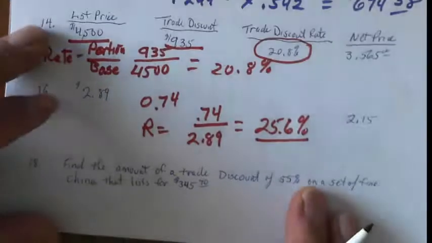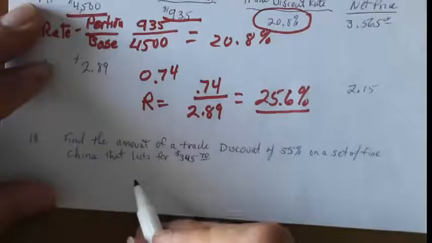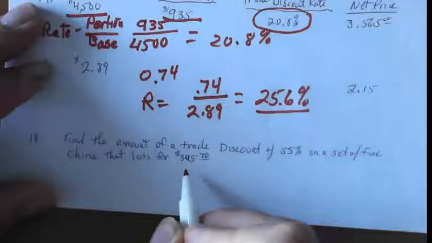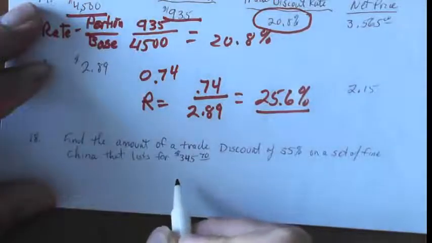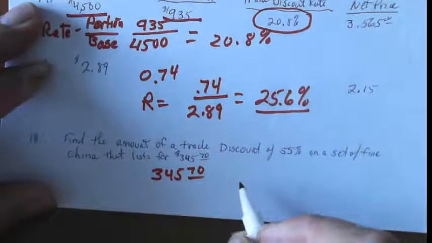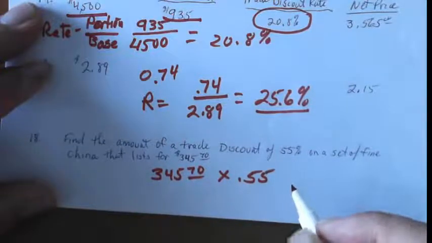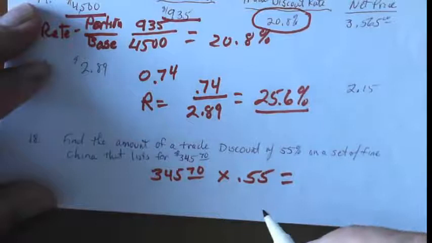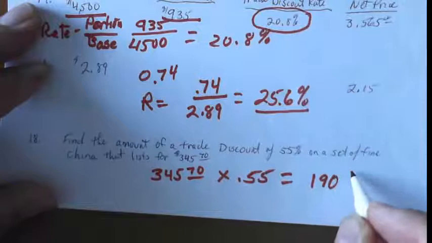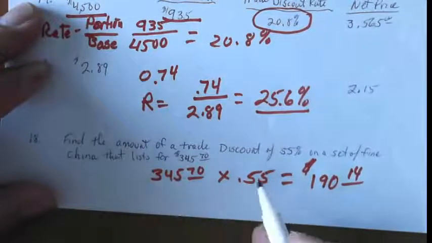Okay, let's look at one story problem, because there are a couple of story problems there on the assignment. It says, find the amount of the trade discount of 55% on a set of fine china that lists for $345.70. So they're just asking for the discount. So it would be $345.70 times, right? We have to convert that to a decimal, 0.55, and we just multiply. It's just multiply through on a calculator. So when we do that, we have 190.14. Okay? So again, the story problems are pretty straightforward.